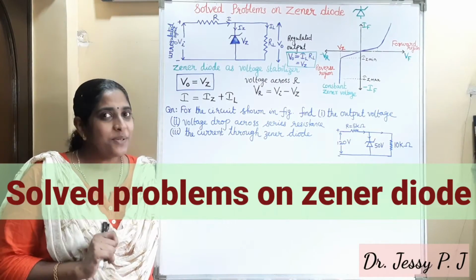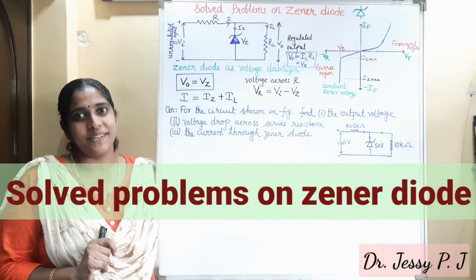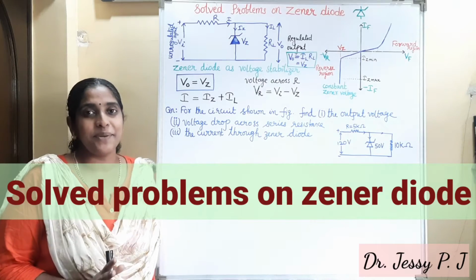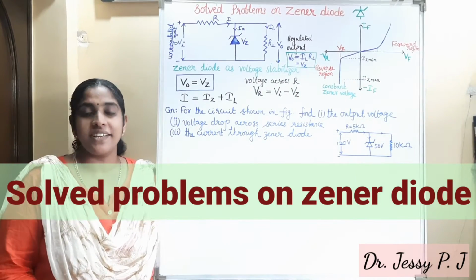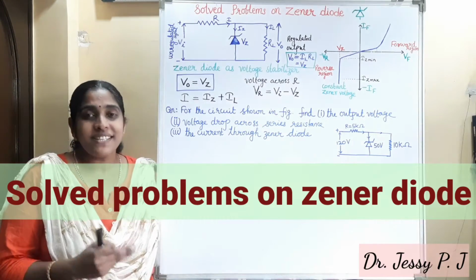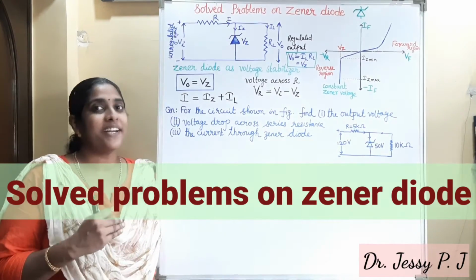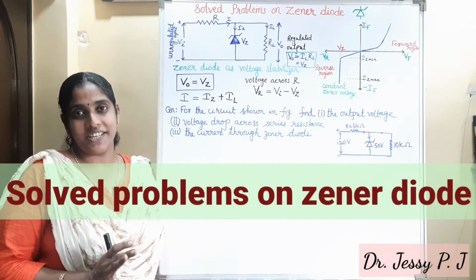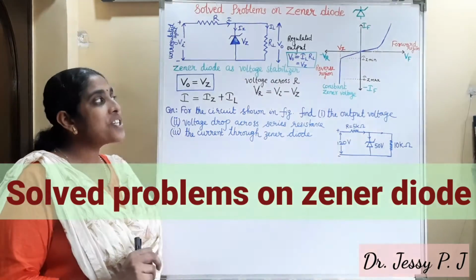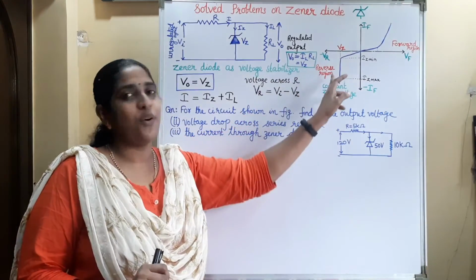Hi all, today we can do some problems based on Zener diode. There are various types of diodes like light emitting diode, photodiode, Zener diode, varactor diode, Shockley diode, etc. What is the speciality of a Zener diode? Zener diode is a properly doped PN junction which is having a sharp breakdown voltage.